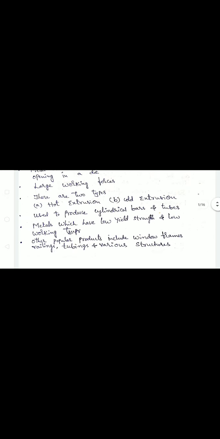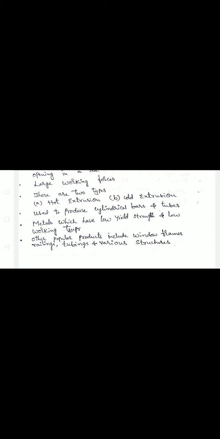Other popular products made by the extrusion process include window frames, railing tubings, different cross sections, and various structural members. Extruded sections can be cut into desired products such as brackets, gears, levers, door handles and fittings for structure and architecture applications. It is finding wider applications in the engineering area also. So the extrusion process can be used for production of many shapes.